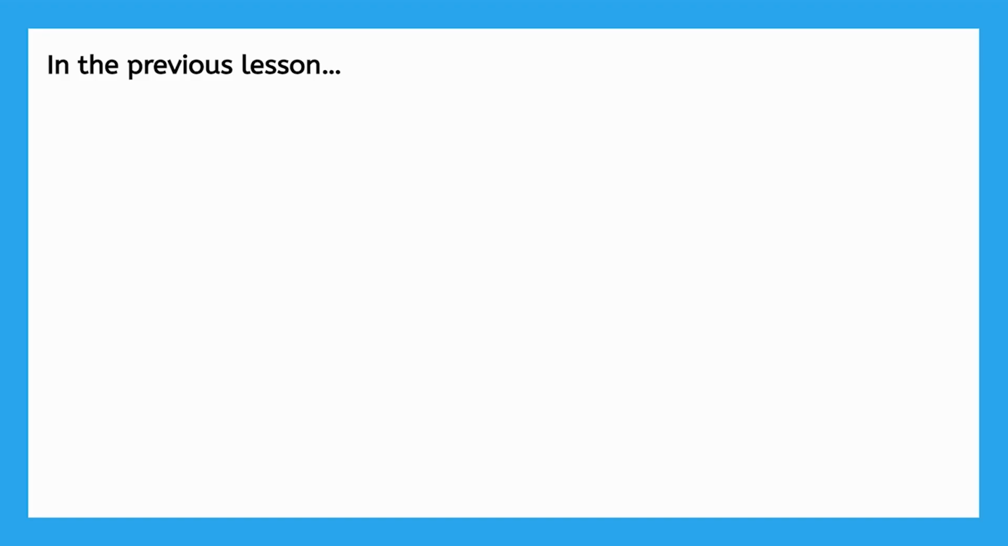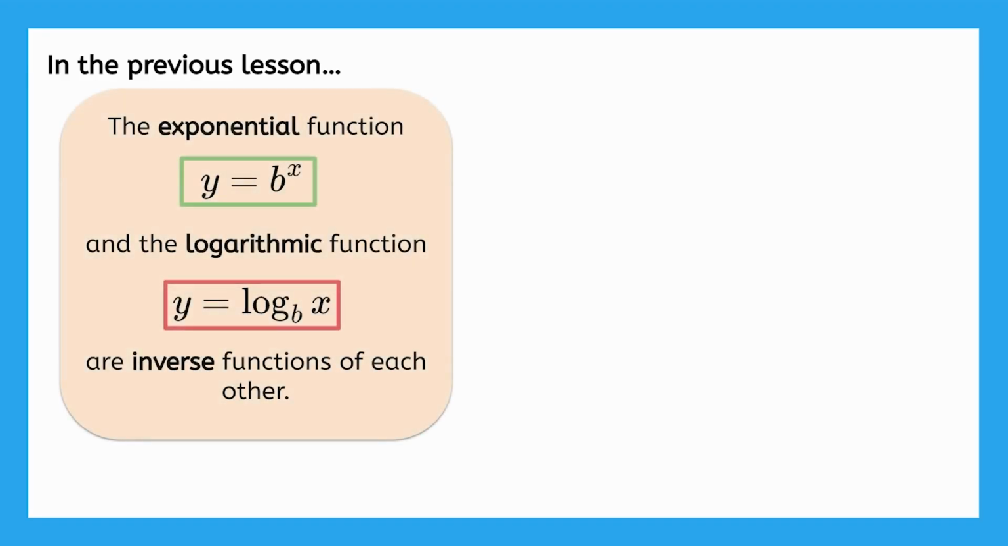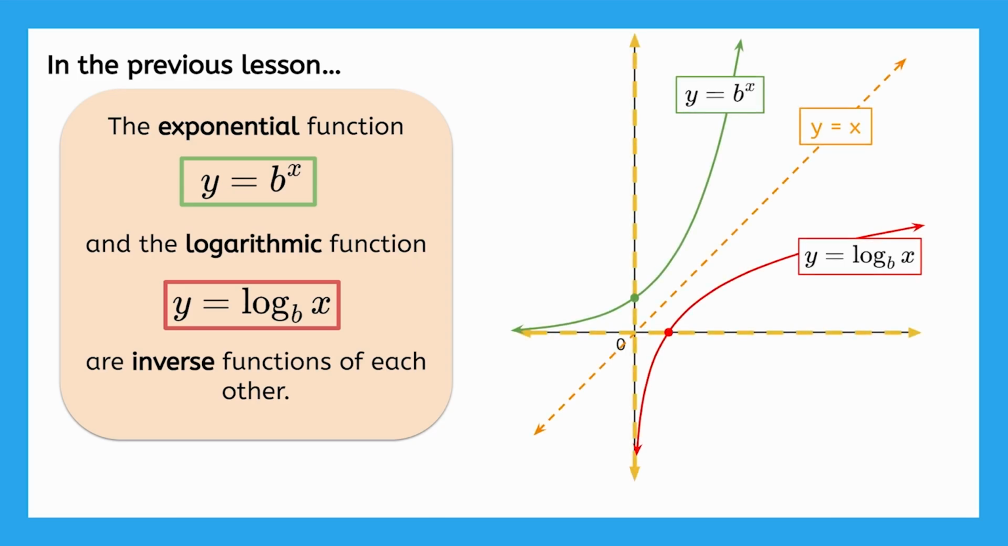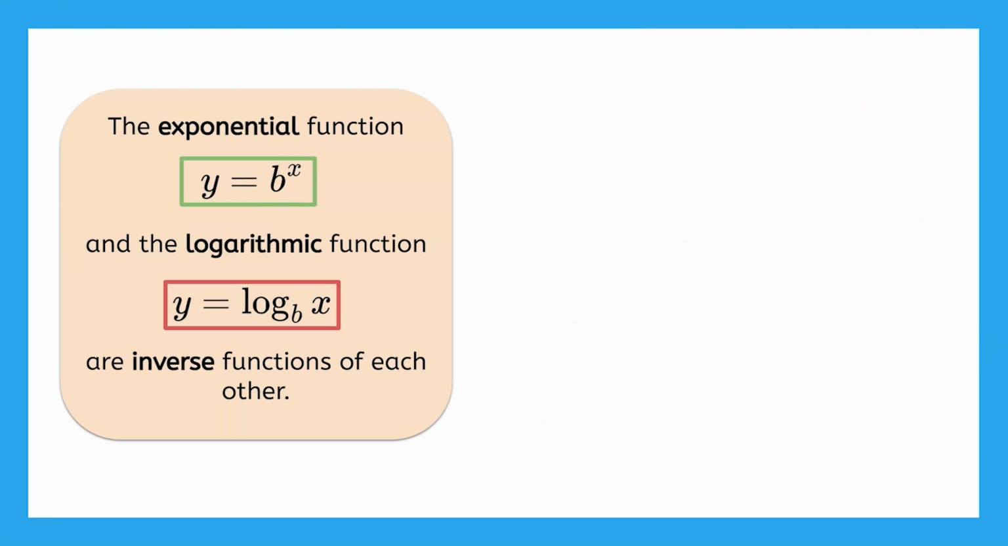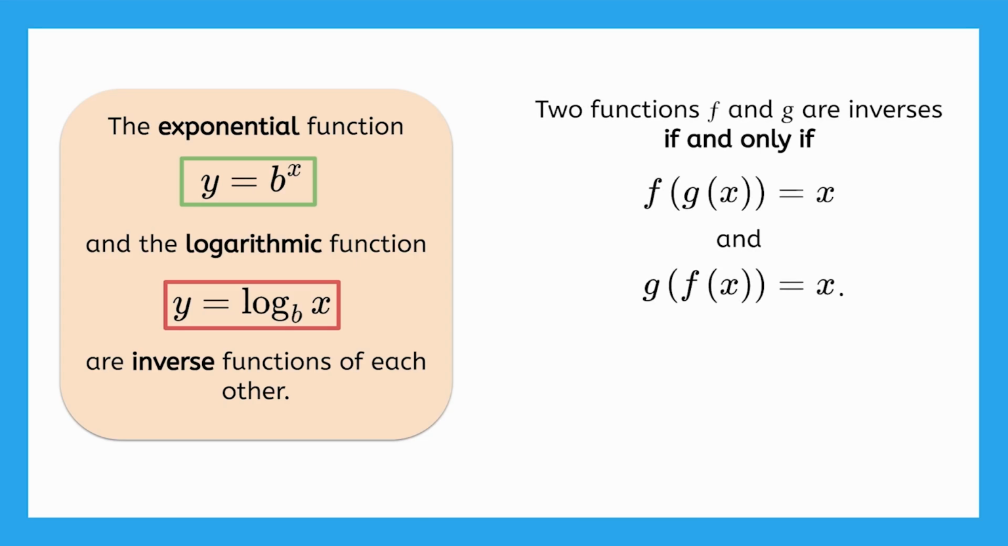In the previous lesson, we learned that given the same base, exponential and logarithmic functions are inverse functions of each other, which is why their graphs are reflections of each other over the line y equals x. In Unit 1, you learned that two functions f and g are inverses if and only if f of g of x equals x and g of f of x equals x.